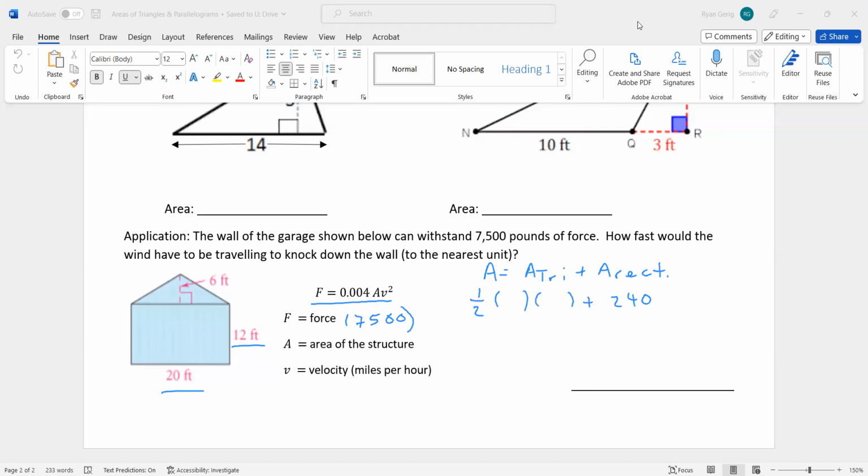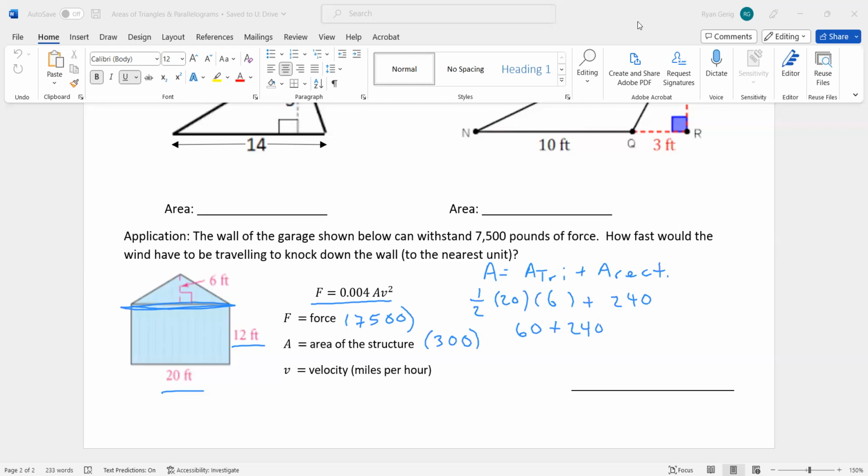Well, the height is the 6. The base would be this side here, which we should know from opposite side being 20. So the base here is 20. 20 times 6 is 120. Half of that is 60 plus 240 gives me my area, which is 300. So the area of the structure is 300 feet squared.